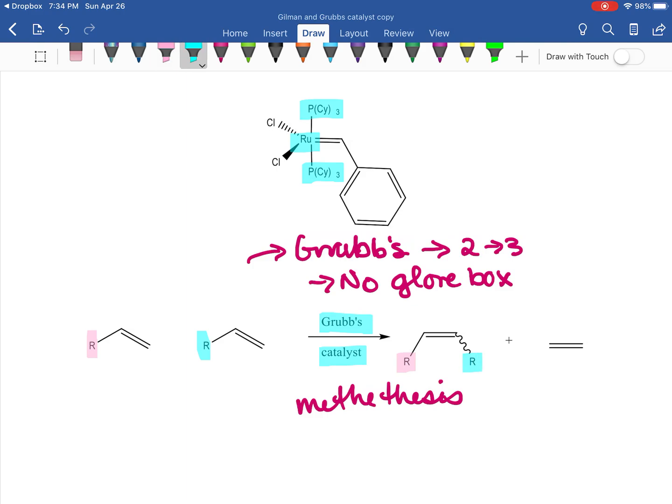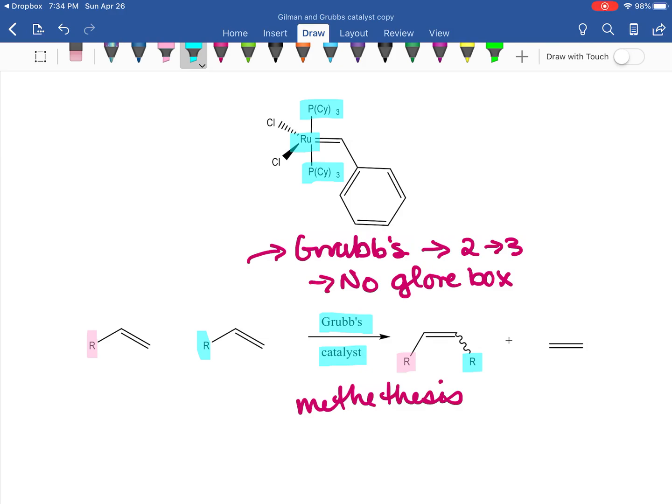Now they can be the same or they can be different. So let's color code our little R groups so we can color code what's happening there. You can mix two alkenes or olefins and couple them together. And what's phenomenal is that you keep the double bond. Now, what you have to keep in mind is that this is a true organometallic pathway.